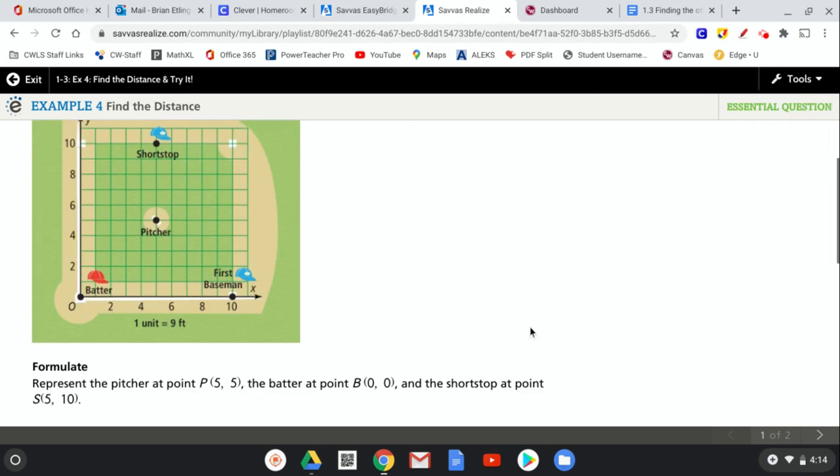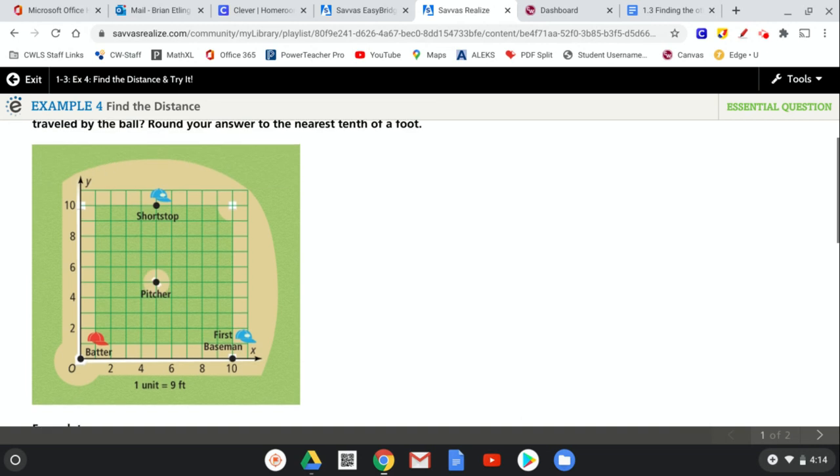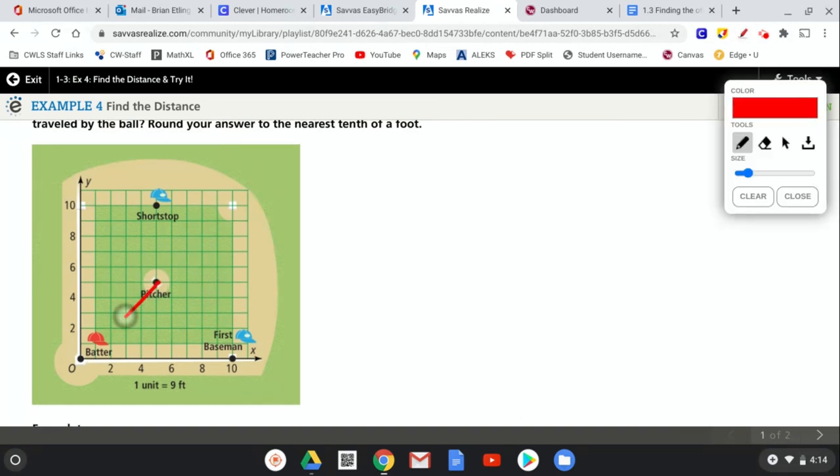All right, 7.1. So we figured out the distance from the pitcher to the batter, our first distance that we have on there. Now we have to figure out what is going to be the distance from the batter to the shortstop, and then we add those two together, and we're almost done.